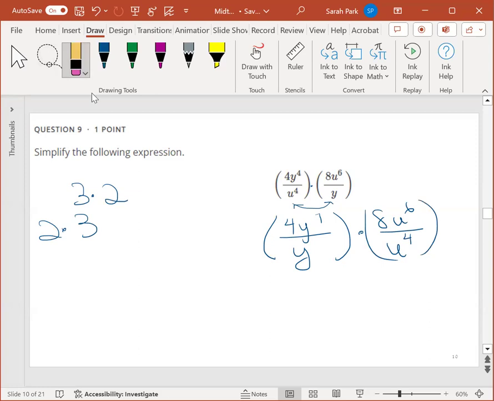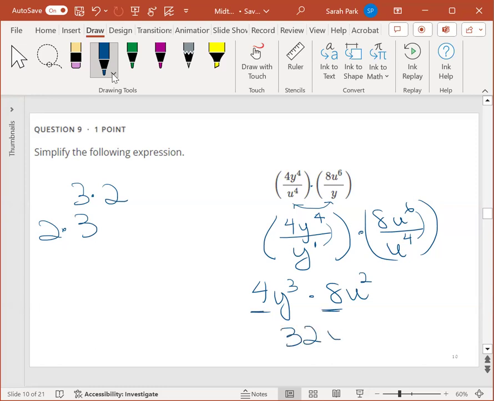And with exponent rules, when you divide, okay, there is an exponent of 1 here. You subtract the exponents. So you have 4 and 1. So 4 minus 1 gives you 3, times 8. u to the 6th over u to the 4th, you subtract 6 minus 4 and you get u squared. Let's just multiply 4 times 8. We get 32 y to the 3rd u squared.